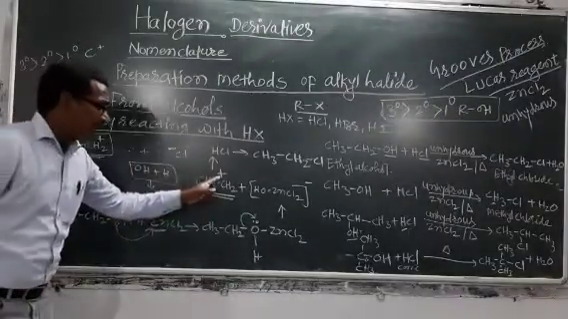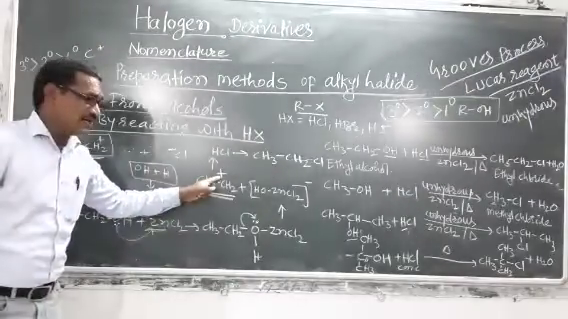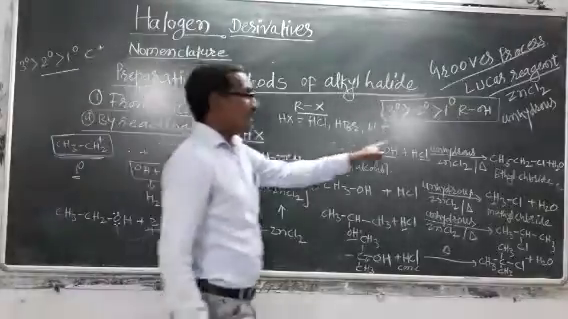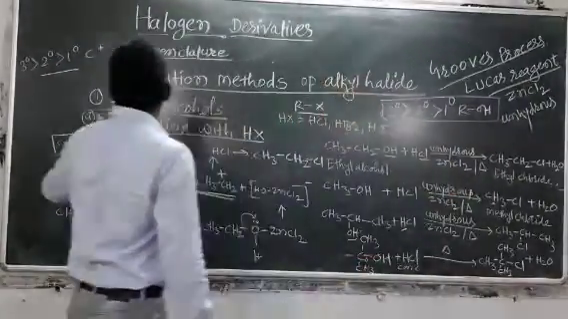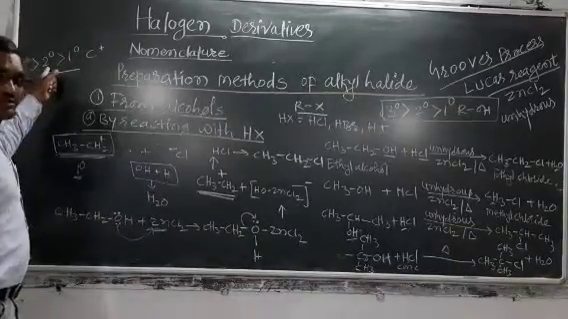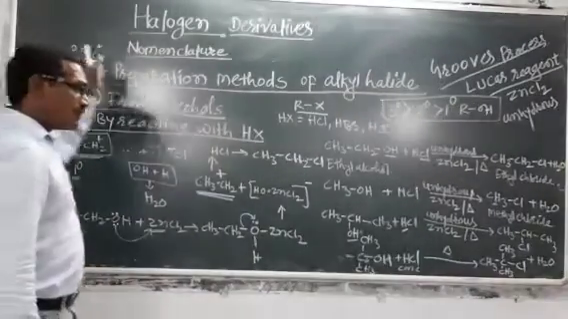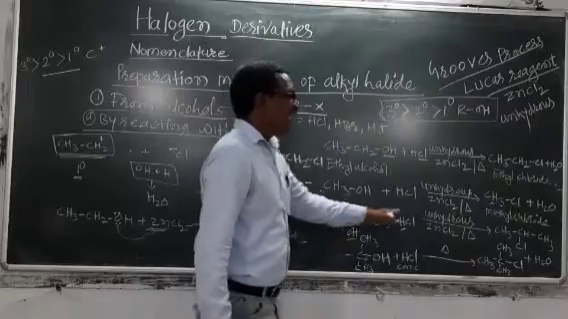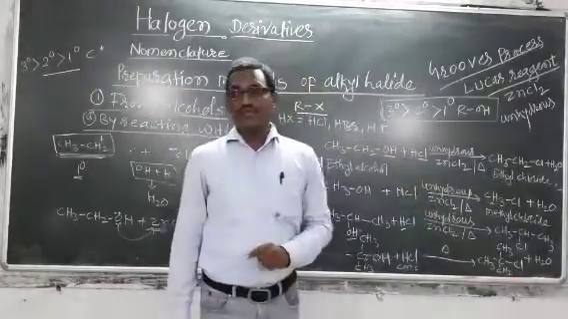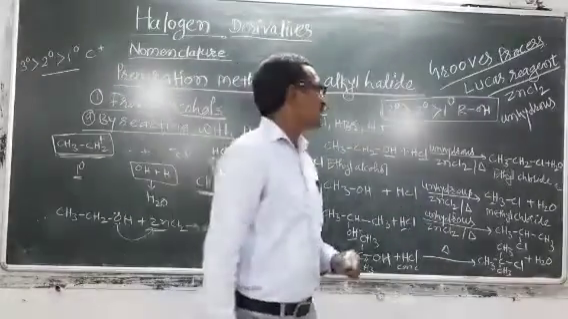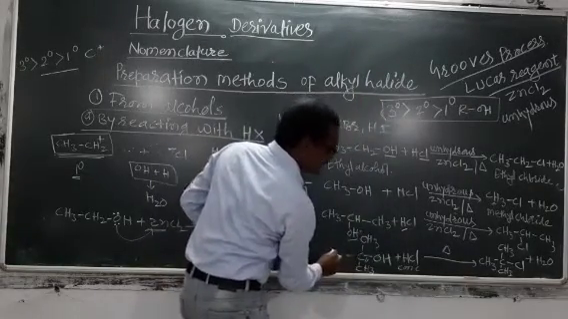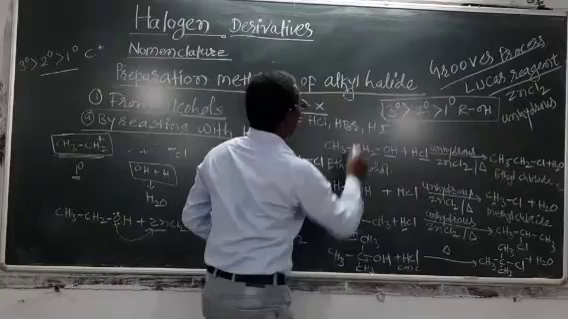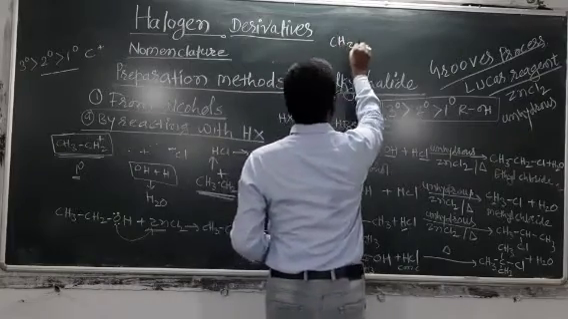So to get such a carbocation, we use anhydrous ZnCl2. Again, this secondary carbocation is also less stable, so for this also we use anhydrous ZnCl2. But for the tertiary, when we study the example of a tertiary alcohol, I am writing it suitably here.